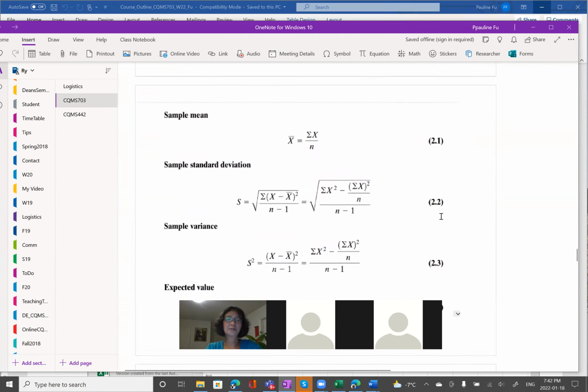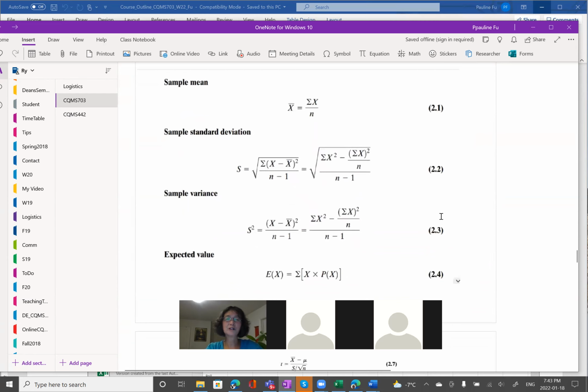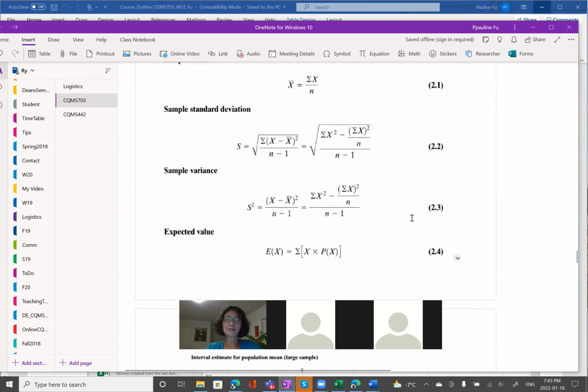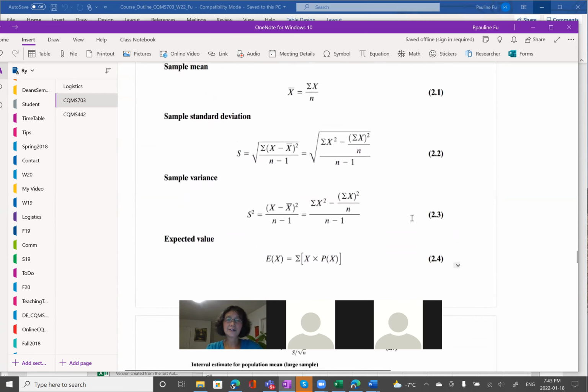And continue with the review of basic statistics. We already did that, except the expected values. Expected values refer to random variables. We don't know its value, so we use expected value. You use the random variable x times the probability of the random variable, and add them together. That is the expected value.